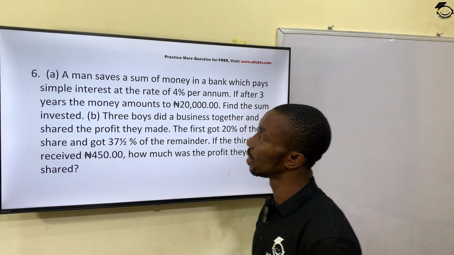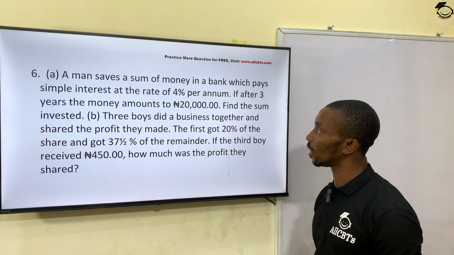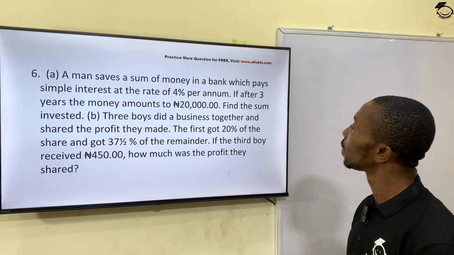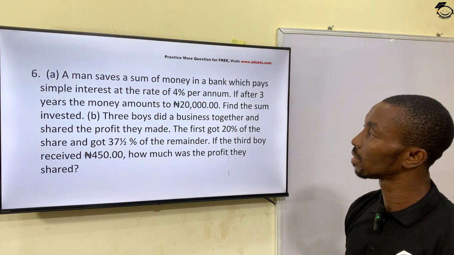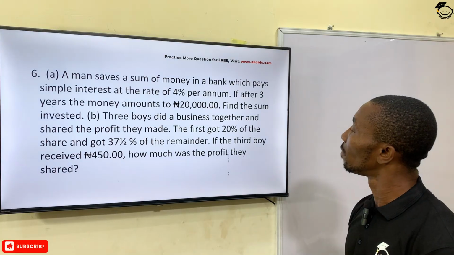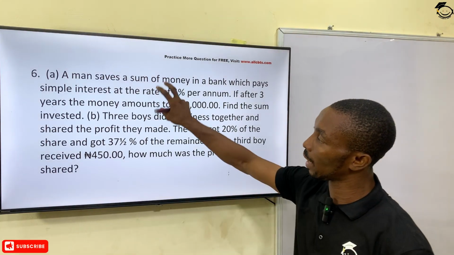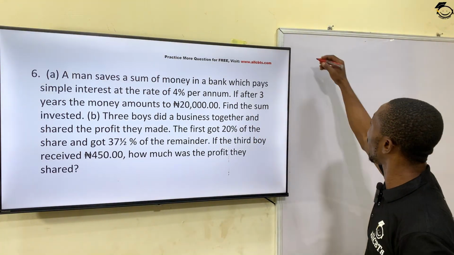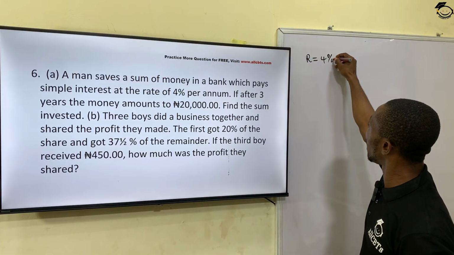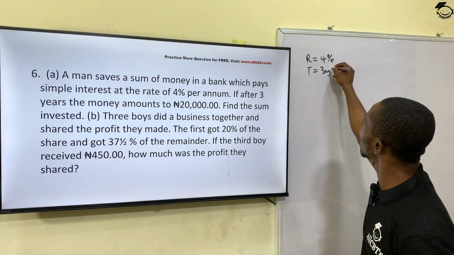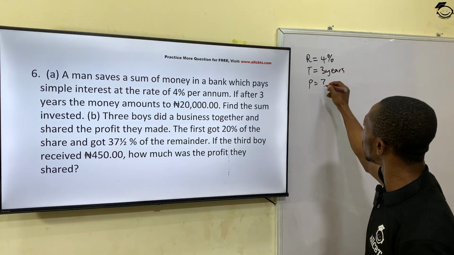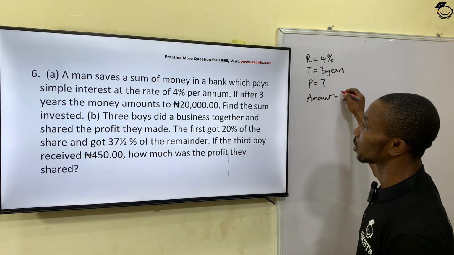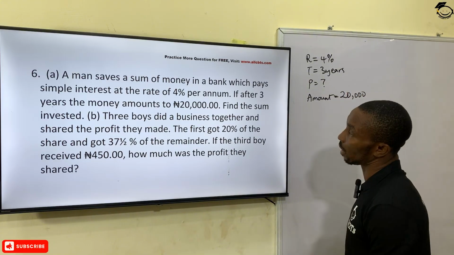Our next question says, a man saves a sum of money in a bank which pays simple interest at the rate of 4% per annum. If after 3 years the money amounts to 20,000, find the sum invested. Now let's solve A before we come to B. Now, looking at our question A, the rate is 4% per annum, time is 3 years, and we are looking for the principal. Now, it amounted to 20,000 after 3 years.